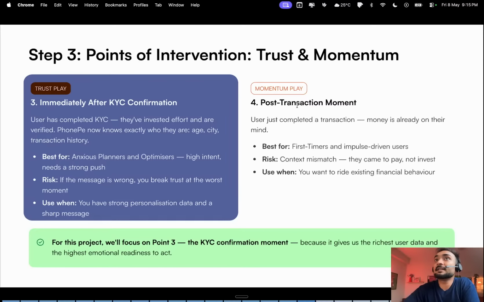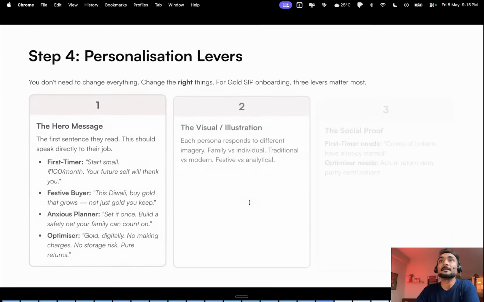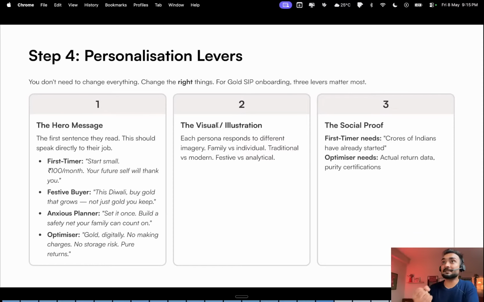And then last is this post-transaction moment, which is again what we talked about. Once a user has completed the payment and is on the thank you screen, we can also start this intervention here. Personally, I wanted to focus on point three, but we are getting a little late. You guys can cover all of these in your case studies. Next up are the actual personalization layers, which are the different levels of personalization you can do.